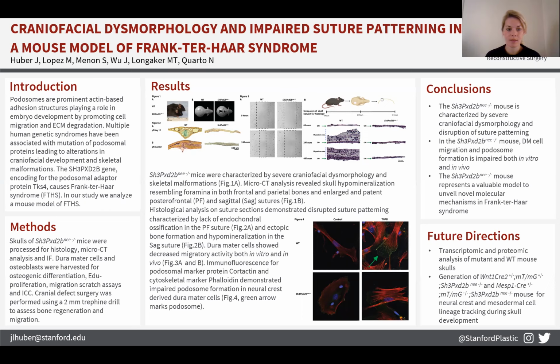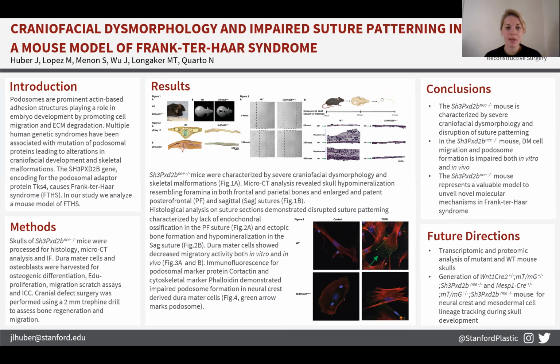So in this study, we analyze a mouse model of Frank-ter-Haar syndrome. For breeding, we utilized heterozygous mice and then harvested the skulls of homozygous mice to process for histology, micro-CT, and immunofluorescence. We harvested dura mater cells and osteoblasts from these skulls to process for in vitro assays for osteogenic differentiation, proliferation, migration scratch, and immunocytochemistry. In vivo, we performed cranial defect surgery using a 2 mm trephine drill to assess bone regeneration and migration.